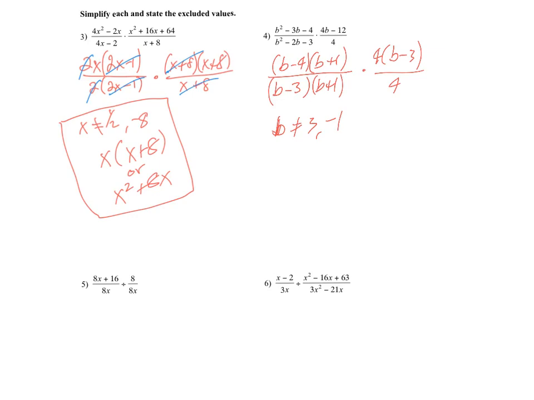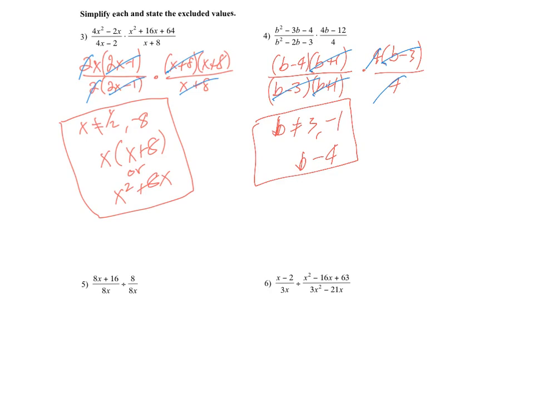Start reducing what we can reduce. B plus 1 cancels b plus 1. B minus 3 cancels b minus 3. And 4 cancels with 4. What we're left with is b minus 4 with b not equal to 3 or negative 1.